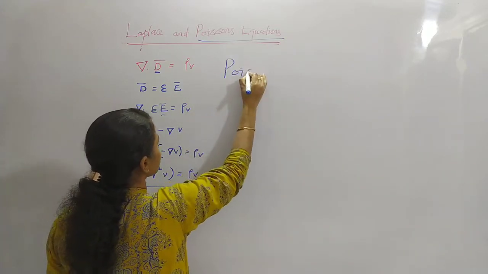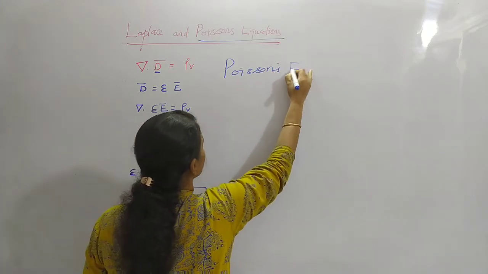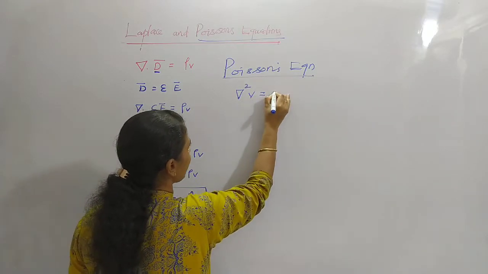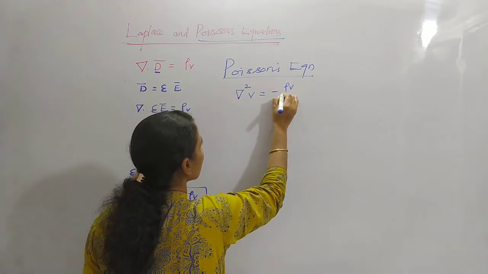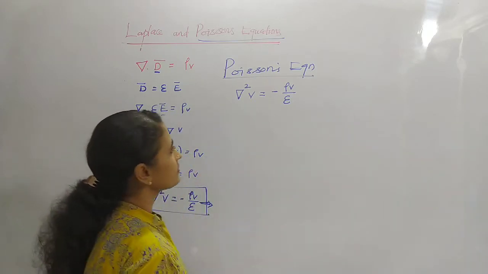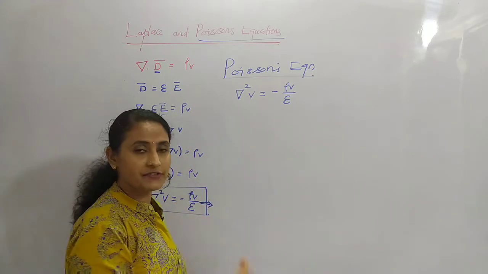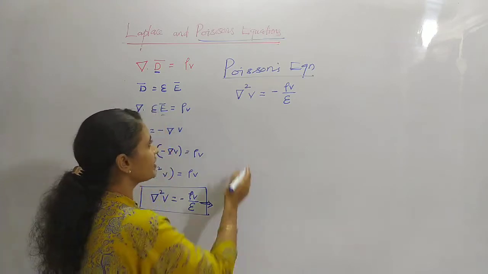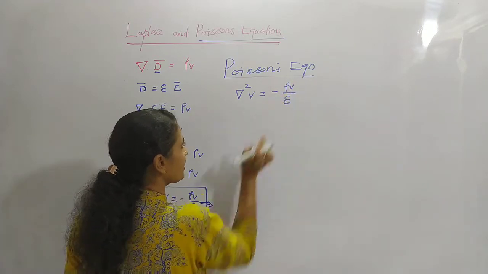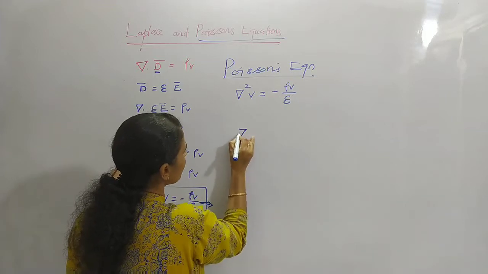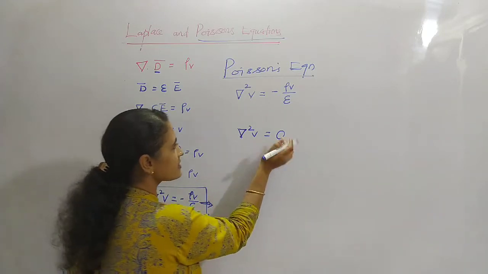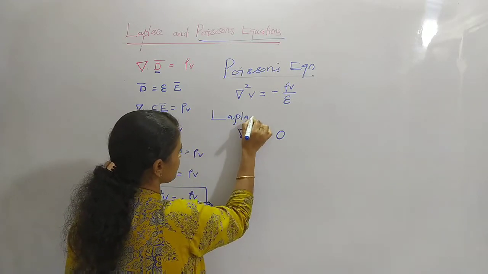So Poisson's equation is del square V equals minus rho v by epsilon, where rho v is the volume charge density. If there is a charge free region, there won't be any charges, so no charge density, and rho v will be 0. If rho v equals 0, then del square V becomes 0. Del square V equal to 0 is nothing but Laplace's equation.